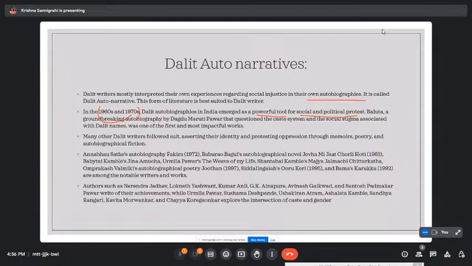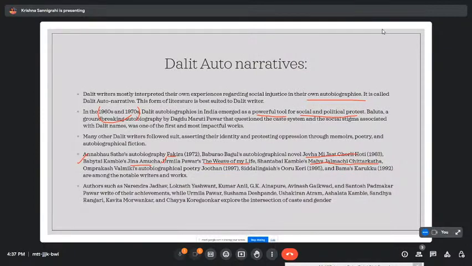Then many other Dalit writers followed suit, asserting their identity and protesting oppression through memoirs, poetry, and autobiographical fiction. Then Anna Bhau Sathe's autobiography, Fakira, Baburao Bagul's autobiographical novel, Jevha Mi Jaat Chorli Hoti, Baby Kamble's Jina Amucha, Urmila Pawar's Aidan, Shantabai Kamble's Maja Jalmachi Chitrakatha, which has been translated as The Kaleidoscopic Story of My Life, wherein Baby Kamble's Jina Amucha has been translated by Maya Pandit as The Prisons We Broke, and Urmila Pawar's Aidan has been translated as The Weave of My Life.